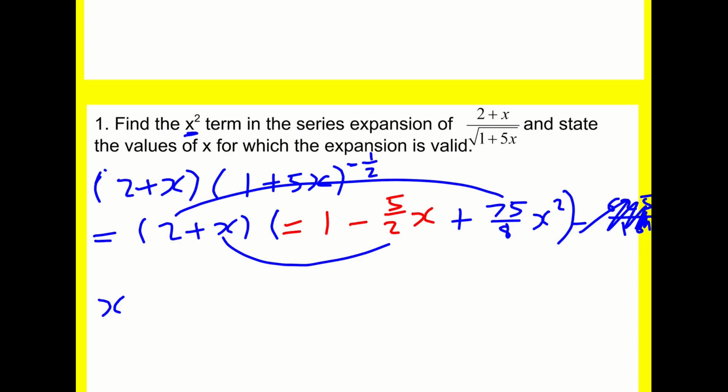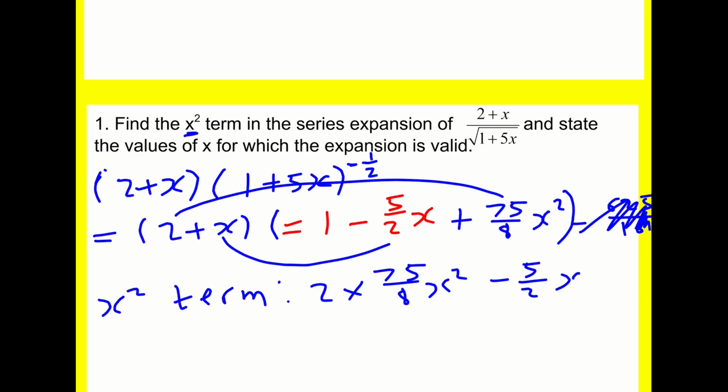So the x squared term is going to be 2 times 75 over 8 x squared, and then here it's going to be minus 5 over 2x squared. That's the only place, and I can now work that out. I'm just going to get my calculator out over here. Okay, and I get 65 over 4x squared. Well done if you got that as well.